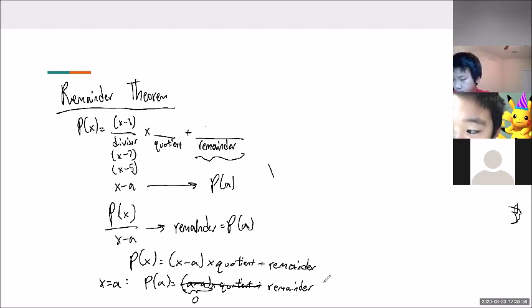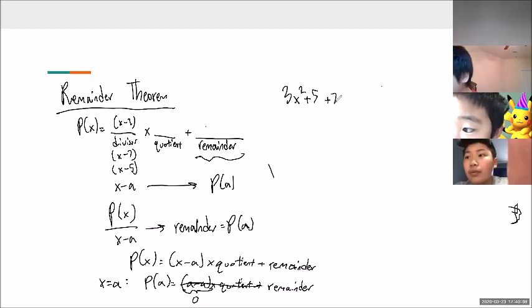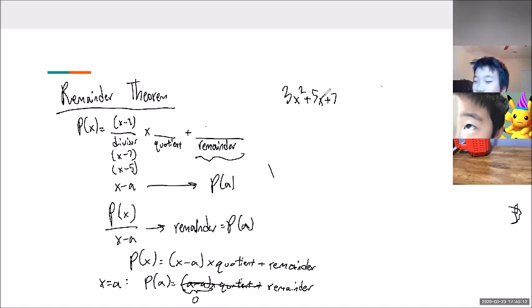Let me show you this theorem in action. Let's say you have a quadratic, 3x squared plus 5x plus 7, and you divide by x minus 2. Then what's the remainder?